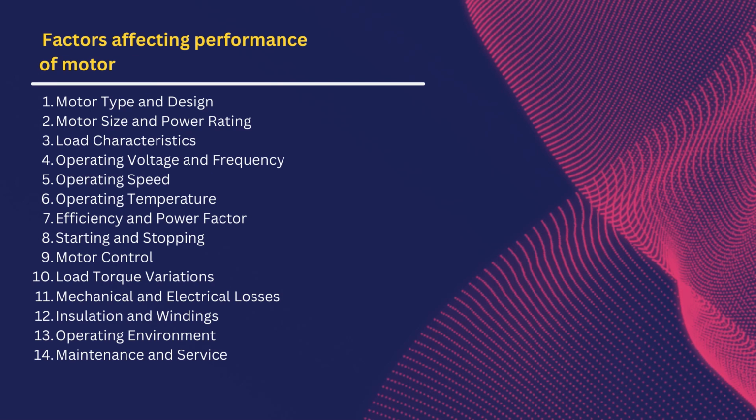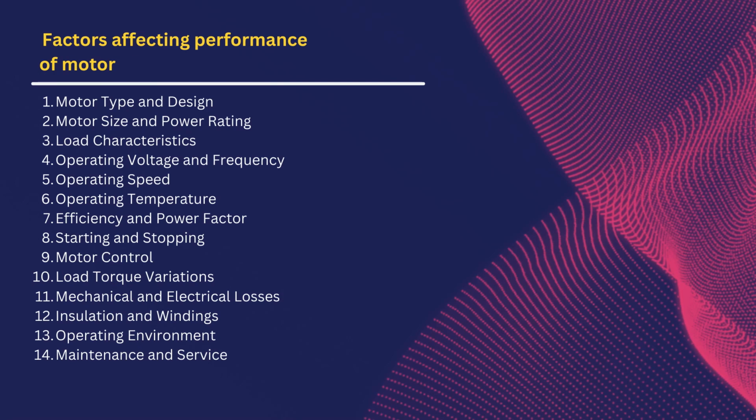Second, motor size and power rating. The physical size and power ratings of the motor determine its capacity to handle loads and the amount of mechanical work it can produce. Third is load characteristics. The type of load connected to the motor, constant torque, variable torque, constant speed, etc., affects its performance and efficiency.